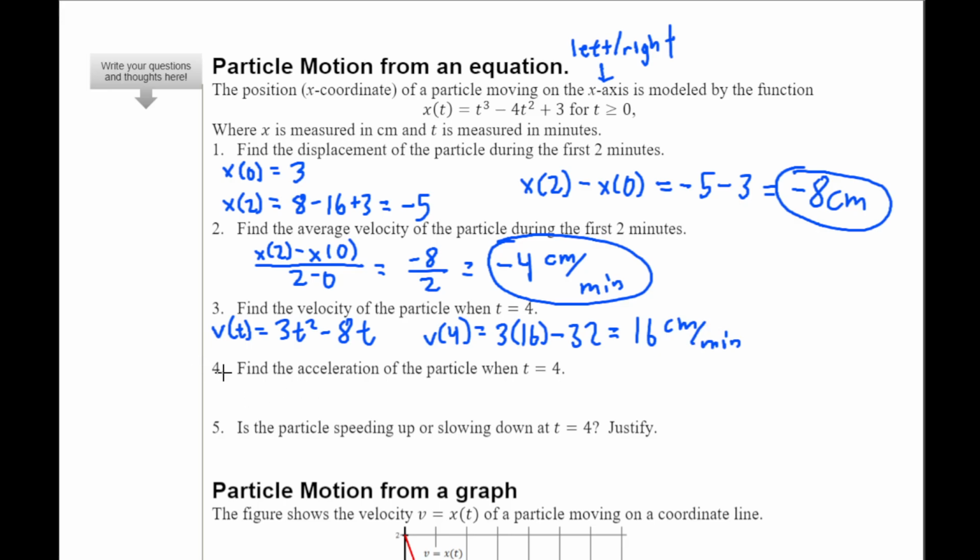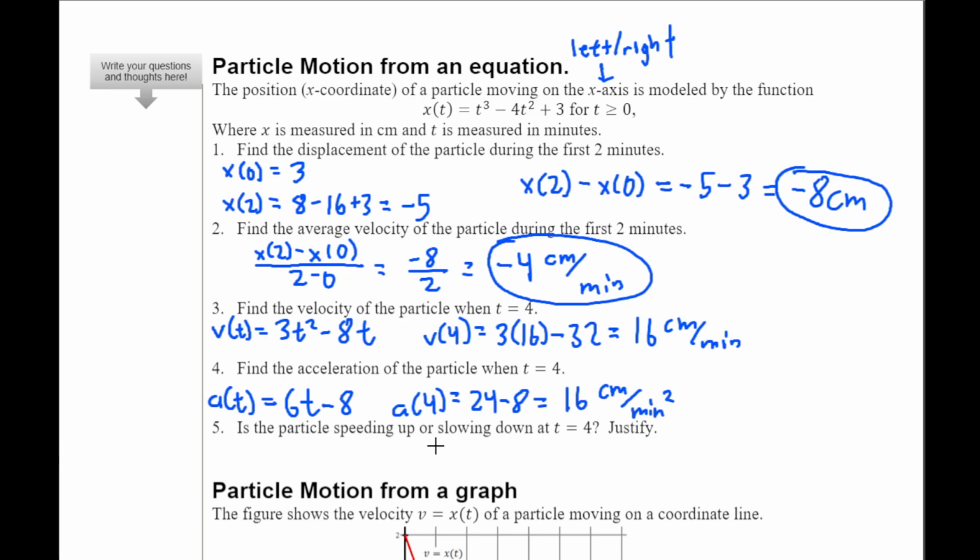Find the acceleration of the particle when t is equal to 4. You want to find the acceleration function, which is the derivative of the velocity function, which is 6t minus 8. So a of 4 is 6 times 4, which is 24, minus 8, which is equal to 16 centimeters per minute, or you can write centimeters per minute squared.